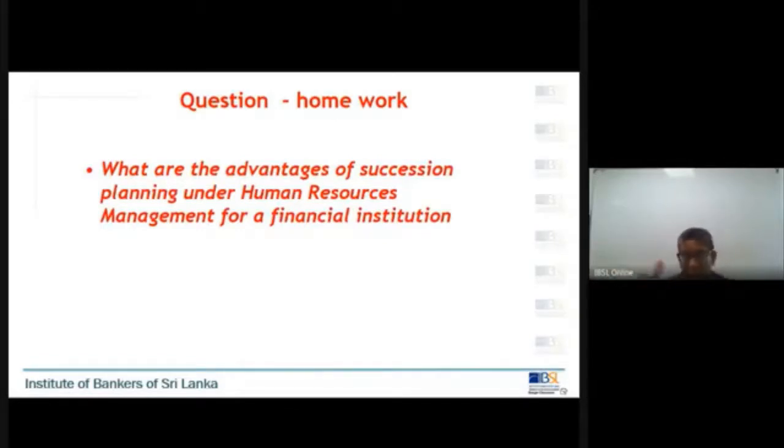Now say your GM is retiring next week. Now within your senior DGMs or DGMs, you need to find one person. For that, we have to groom him to take that position now itself. Therefore, it facilitates the training and development requirement. So a succession plan is providing an opportunity for training and development of that particular person to do that job.